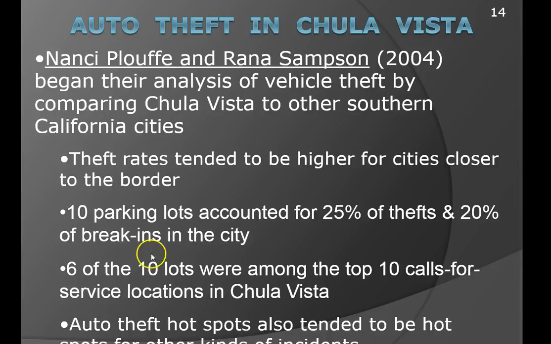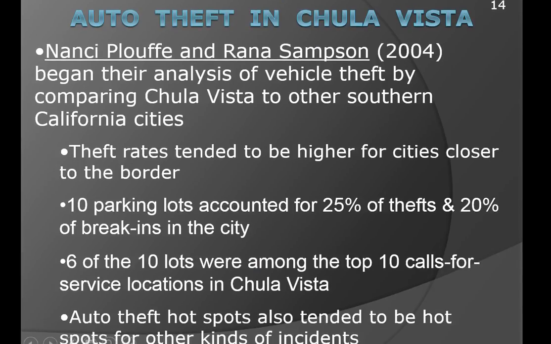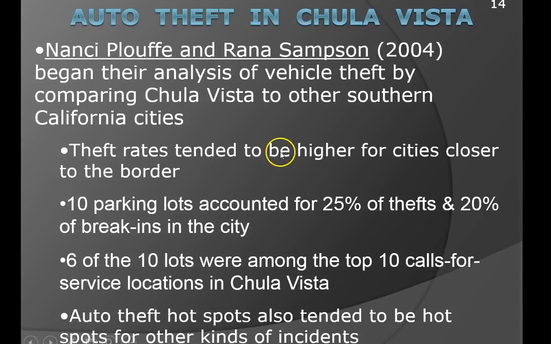They found that 6 of the 10 lots were among the top 10 calls, and that auto theft hotspots tended to be the hotspots for other kinds of incidents. These are all ways to use problem analysis in order to better a program or better a problem that has been identified.